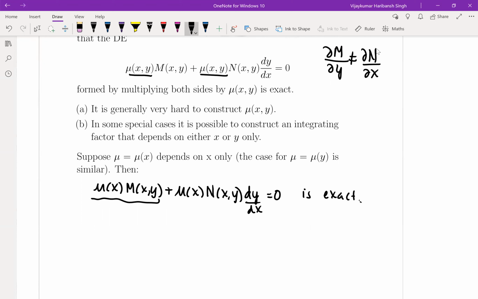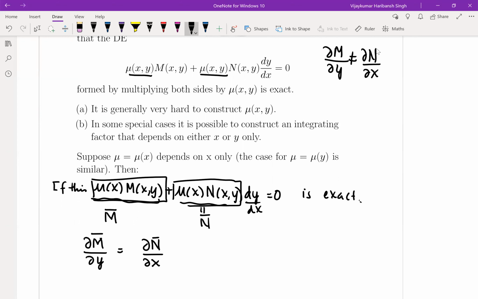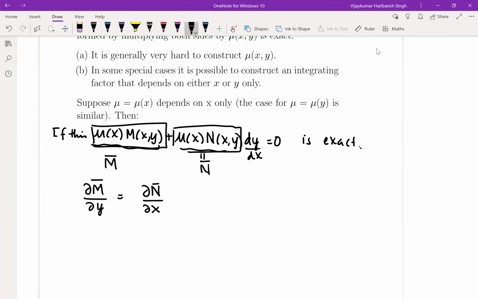So what does it mean by it being exact? Let's call mu M as M bar, and let's call mu N as N bar. If this differential equation is exact, we need the partial derivative of M bar with respect to y to be equal to the partial derivative of N bar with respect to x. First, let's take the partial derivative of M bar with respect to y. Here mu is a constant with respect to y, so it will come out. You will simply have mu times My, which is the short notation for the partial derivative of M with respect to y.